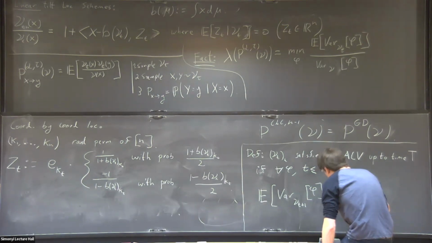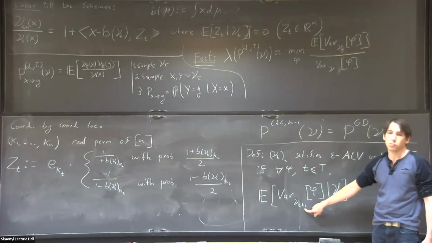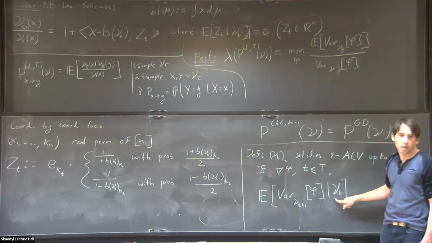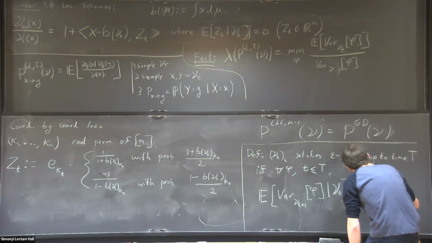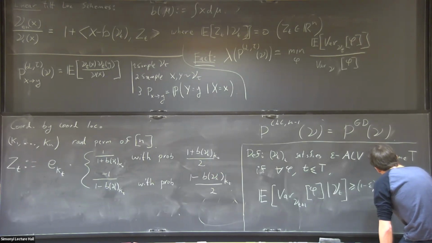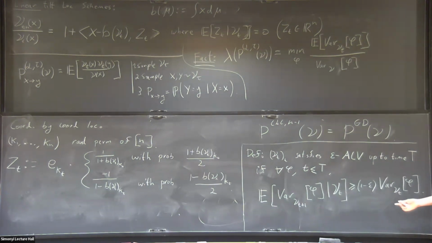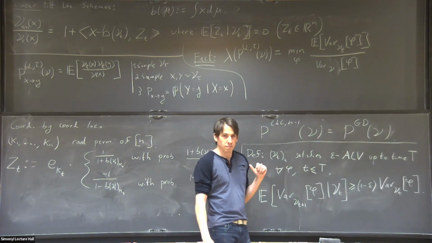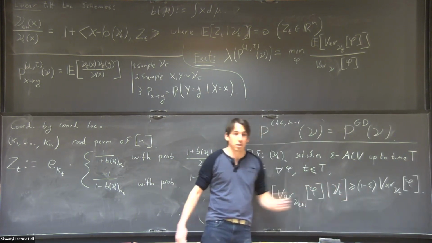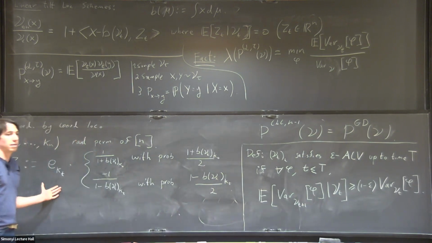I look at the expectation of the variance after t plus 1 steps conditioned on what I had after t steps. And I want to say that this is at least 1 minus epsilon times the variance with respect to nu t of phi. So this basically just says, in one step, I don't lose too much. And then I can keep using this inequality as a telescopic product, and I get something like this. Okay, so what we want is to establish an inequality like this for a process that looks like this.